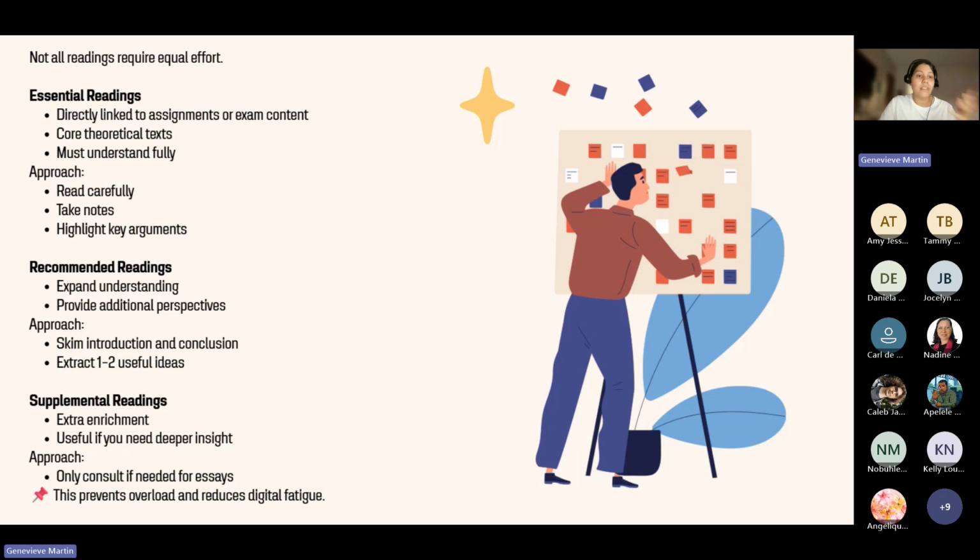You read carefully, you take notes, and then you highlight arguments. Now you look at recommended readings. Maybe you want to expand on something that the author said. So now you go and pick out other perspectives, and this is done when you skim. So you've already done the work with skimming, and now you're just taking those recommended pieces to build up your argument. So you skim the introduction and the conclusion, and then you extract 1 to 2 useful ideas to add to your argument.